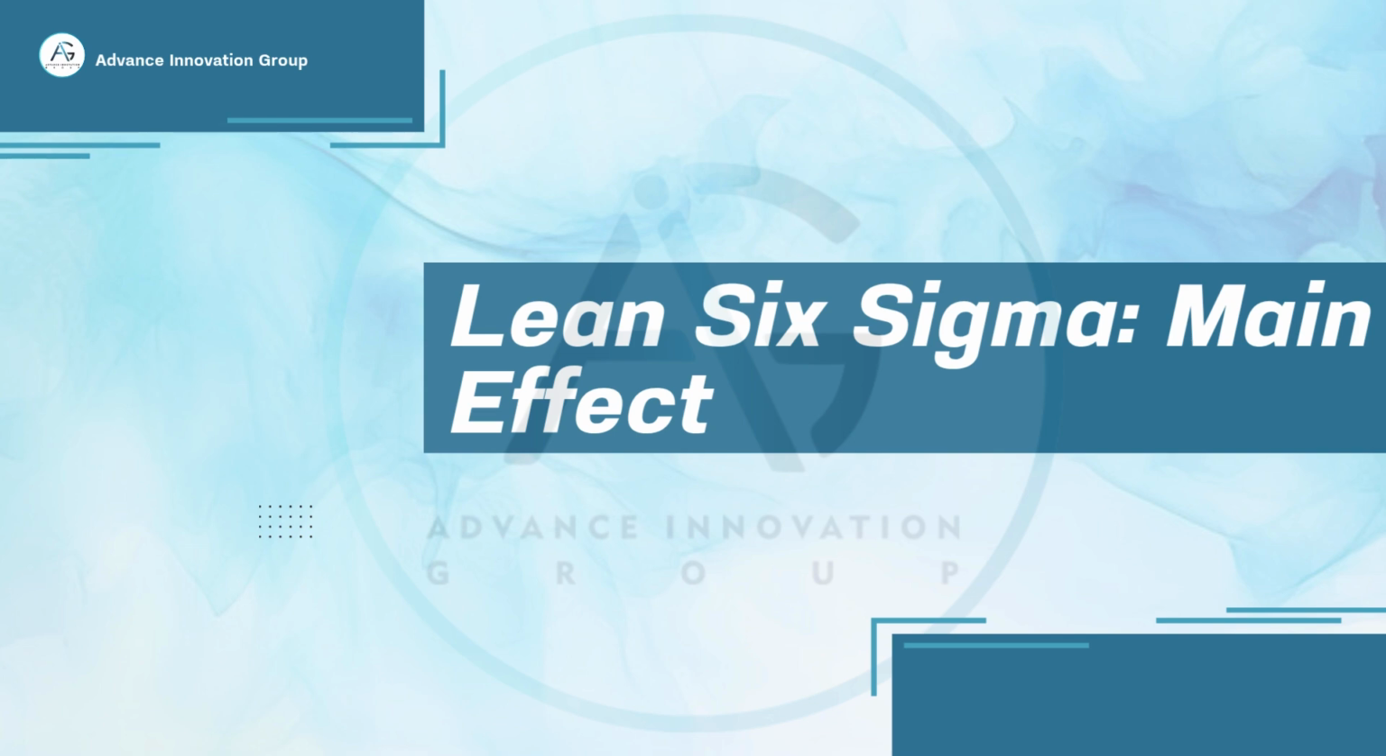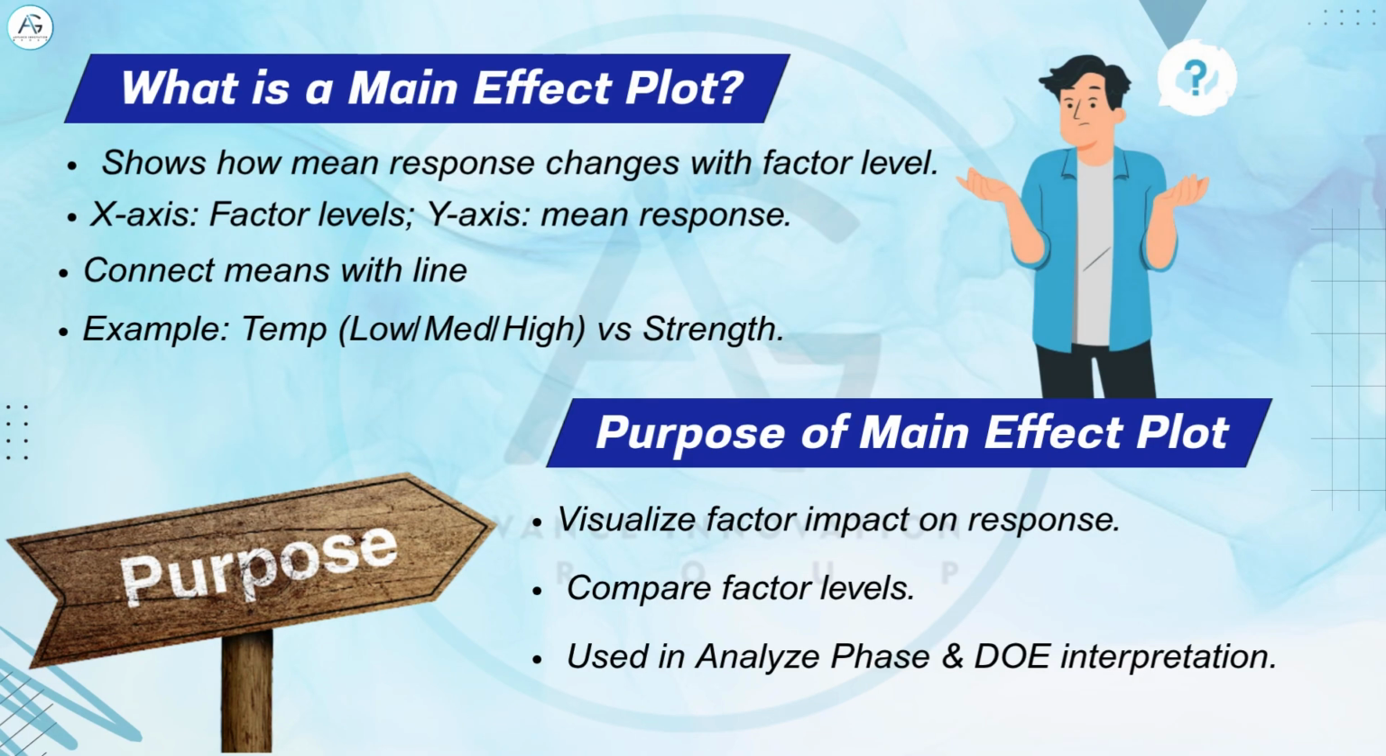Lean Six Sigma Main Effect. What is a main effect plot? A main effect plot shows how the mean response changes across different levels of a factor.